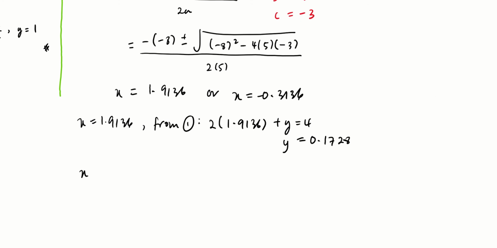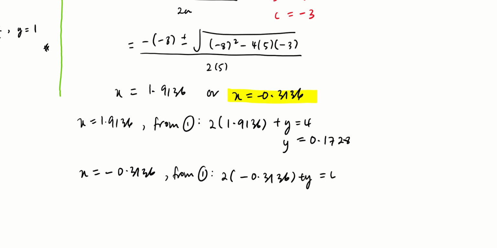And another x is given as -0.3136. Okay, this one. And again, from the first equation, 2 multiplied by -0.3136 plus y equals 4, and I'll get my y equal to 4.6272.